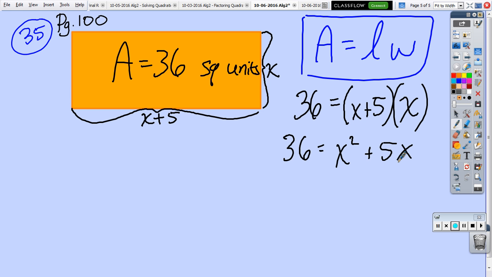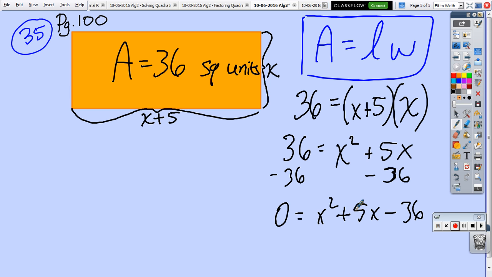Okay, the next step, Macy. Good. We're going to get this thing equal to 0. Minus 36, minus 36. 0 is equal to the right-hand side, x squared plus 5x minus 36, or you could write plus negative 36, same thing. Doesn't matter.